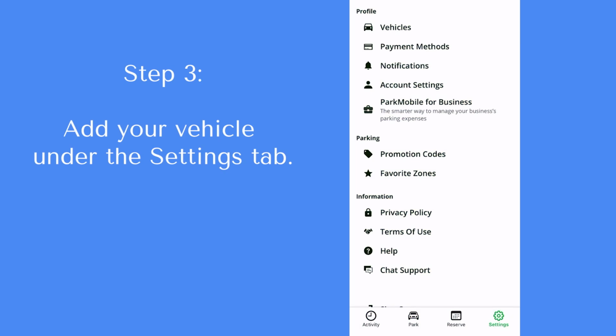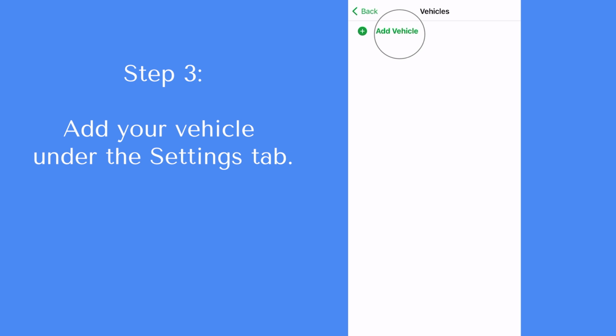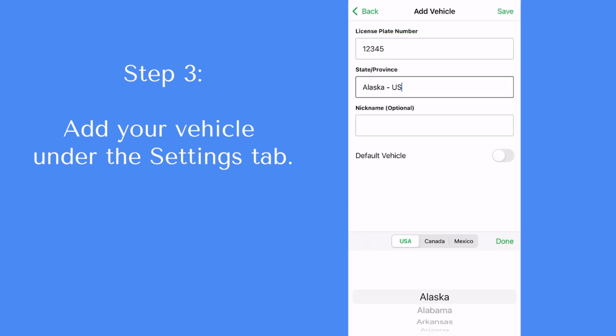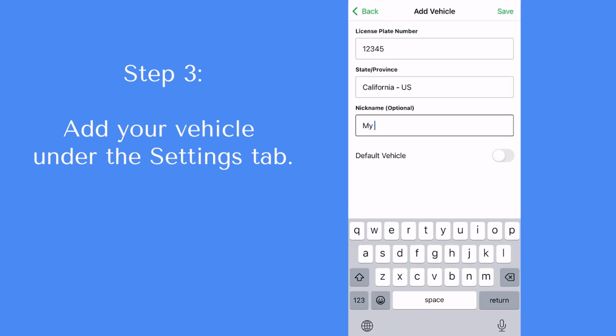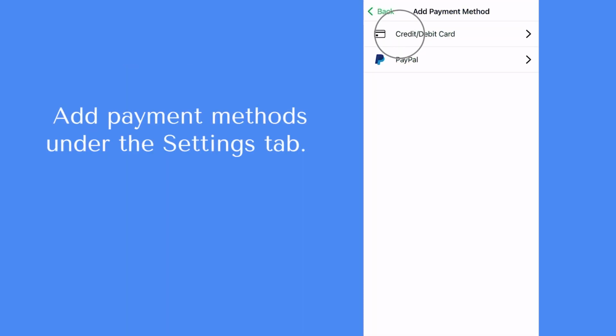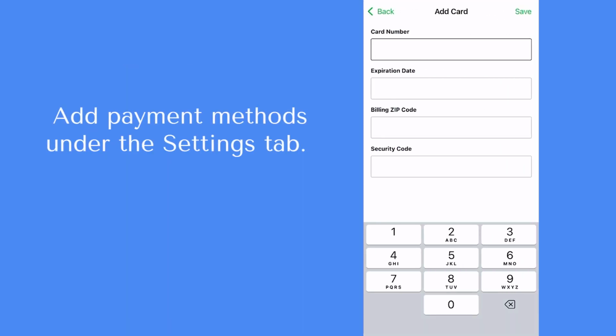Step 3. Add your vehicle under the Settings tab. Then, add payment methods, also under the Settings tab.